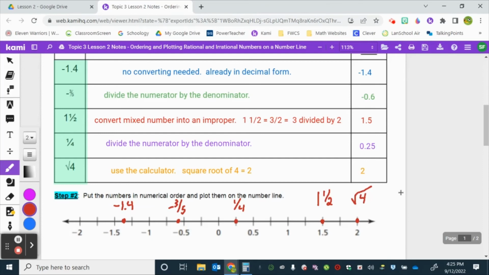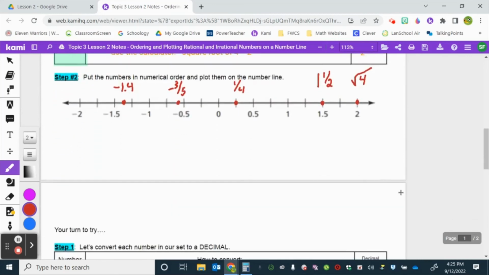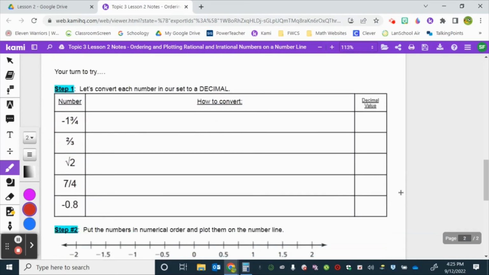Make sure you are understanding how we convert these numbers to a decimal. I want you to go ahead and scroll down and look at the next couple of examples on your own. Please write how to convert and the decimal values, and then you can place those numbers on the number lines underneath them for step 2. You can check back in a few seconds and see the results.